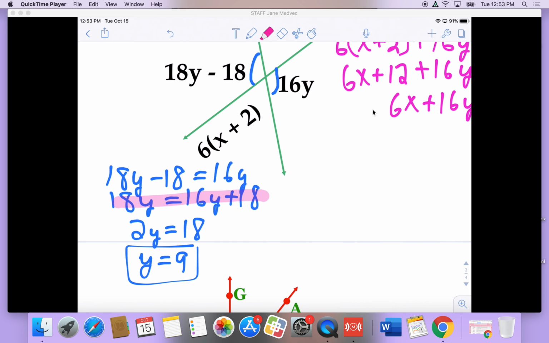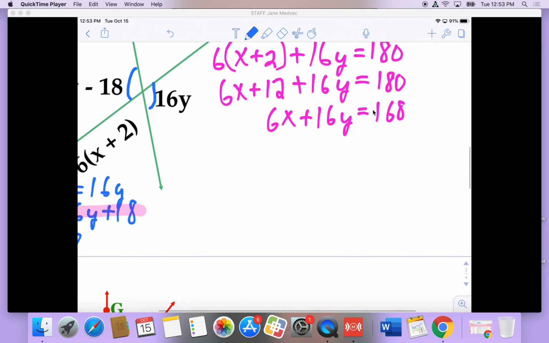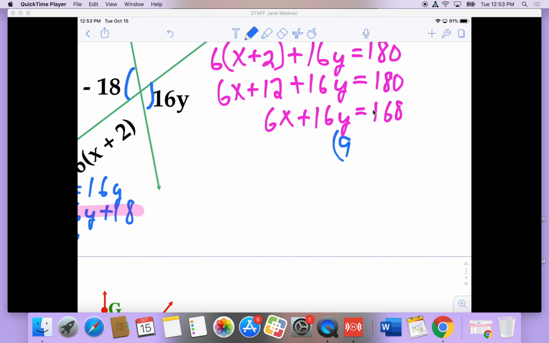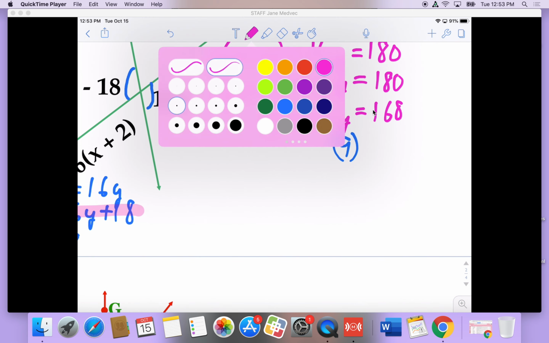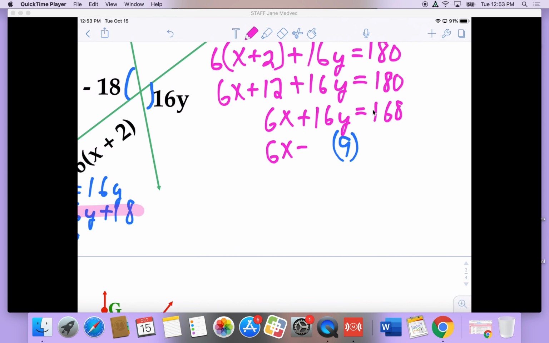I solved for y. Now that I got y, I'm going to take that and bring it up here, and I'm going to put 9 right here. And I'm going to carry on with this problem. Okay, so 16 times 9 is 144, plus 34 equals 168. And then I subtract.